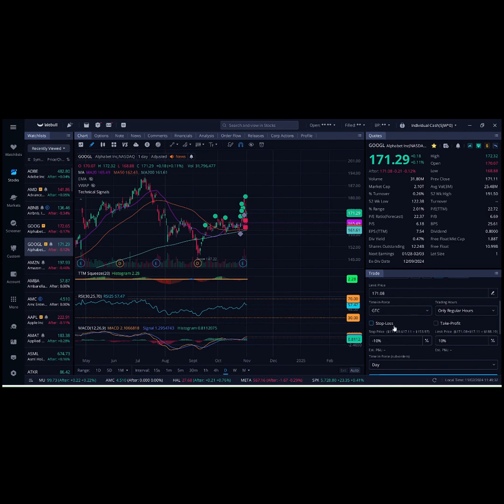Here you have the stop loss, the take profit. For example, let's say you think Google is going to reach 180, you set the take profit right there. But for example, let's say Google starts to drop, you will set a stop loss right here. So if the price continues to fall, you don't lose money at all.